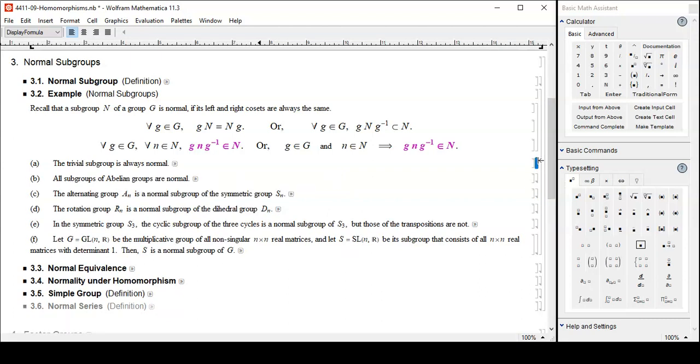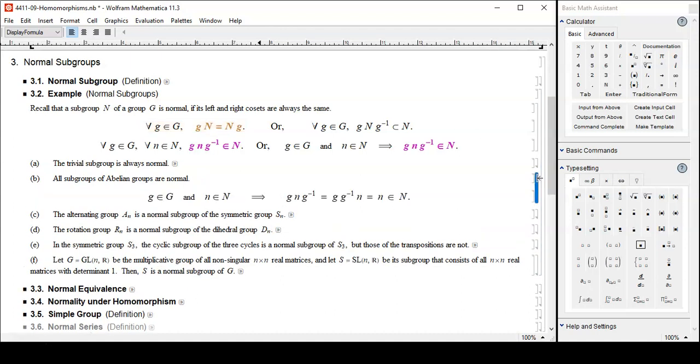All subgroups of abelian groups are normal. Oh, that too is trivial. You can always go back to this. gN and Ng are the same because the multiplication itself is commutative. But you can do it the hard way if you want to, like this: g n g inverse, and switch the order of these two because we are dealing with an abelian group. So we get back to n, which belongs to capital N. So yes, everything is normal there.